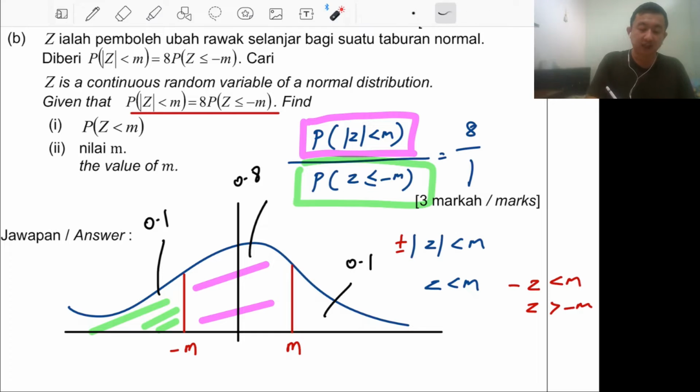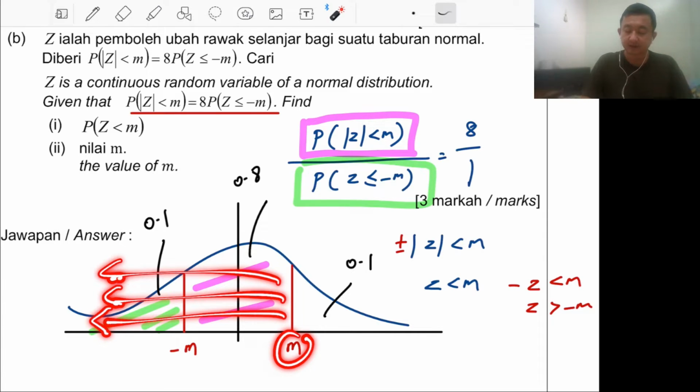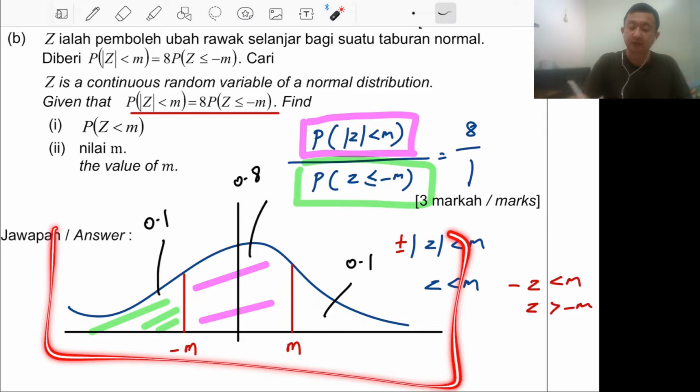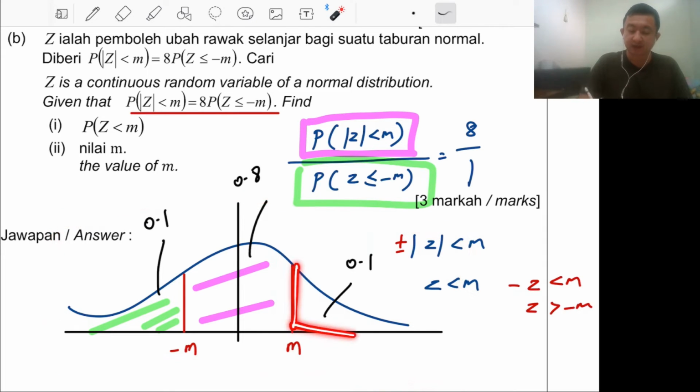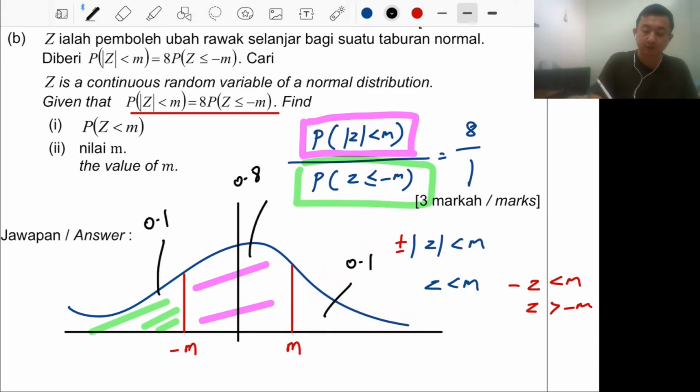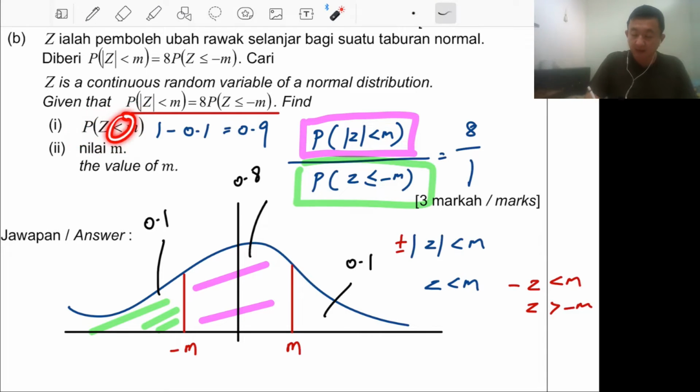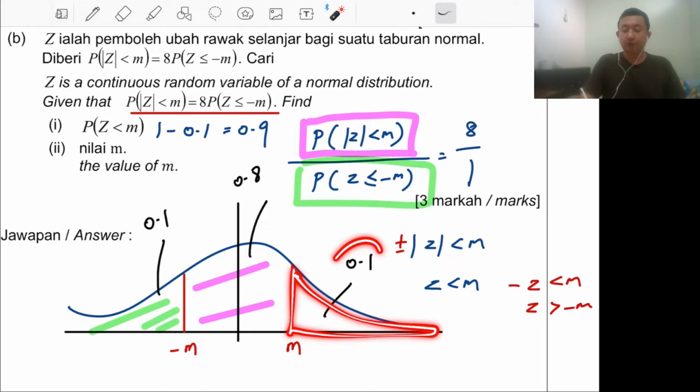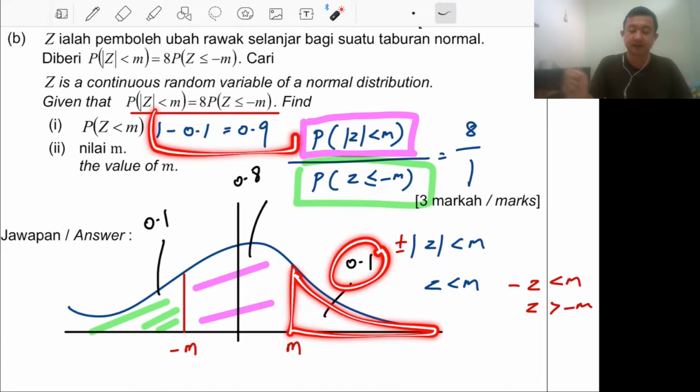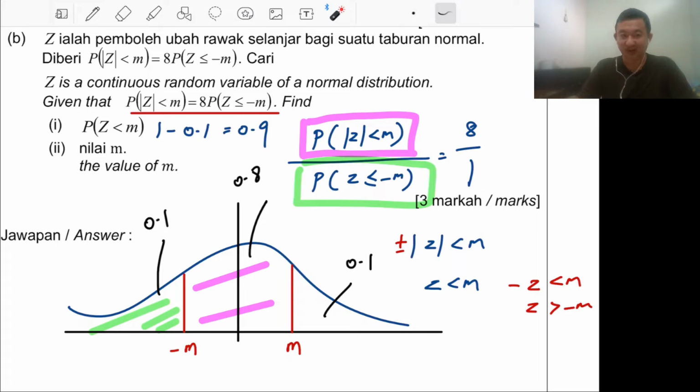So now, if they ask for the probability of z less than m, this is your m, z less than m, everything to the left of this. You take the whole probability, which is 1, minus the probability here, which is 0.1. So the answer is 1 minus 0.1 equals 0.9. Whenever you want the probability where it's less than m, the chance is 90%, 0.9, because we are excluding this part with the chance of 0.1. Do you get the idea?